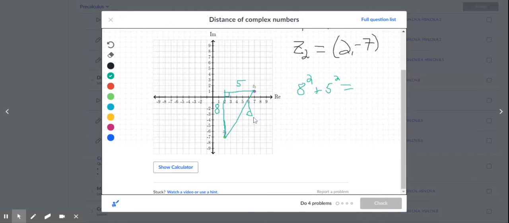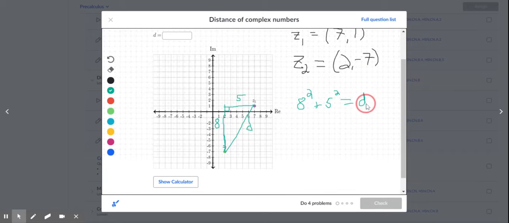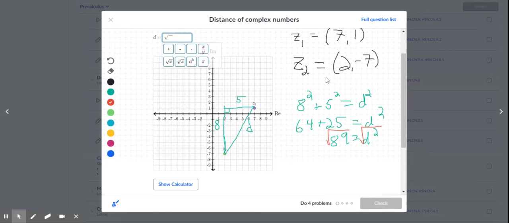In this question, they actually call the distance d, right? So find the distance d. So that's going to equal d squared. That's 64 plus 25. If we add those up, we get 89. That's d squared. Now, in order to solve this, we should take the square root. The square root of 89 is not a whole number, so we're just going to write the square root of 89.